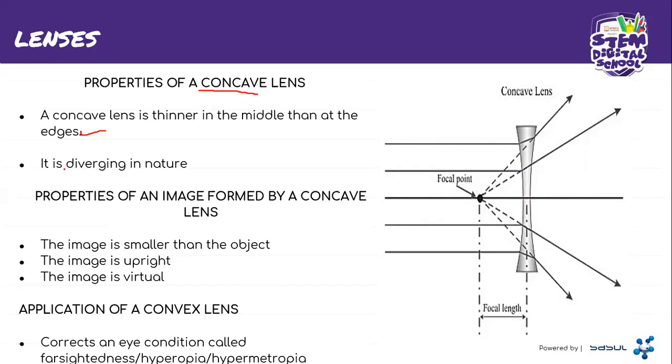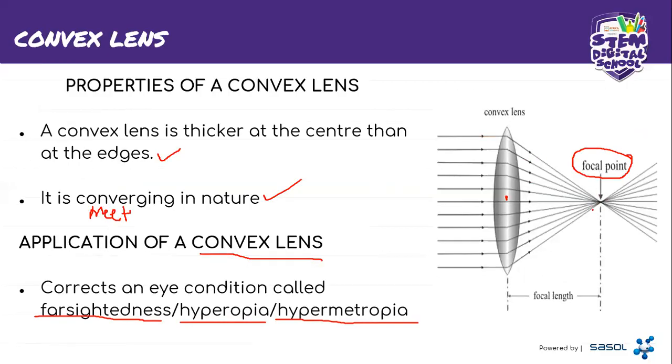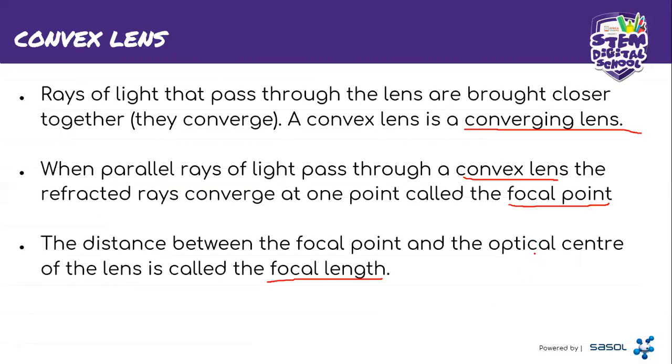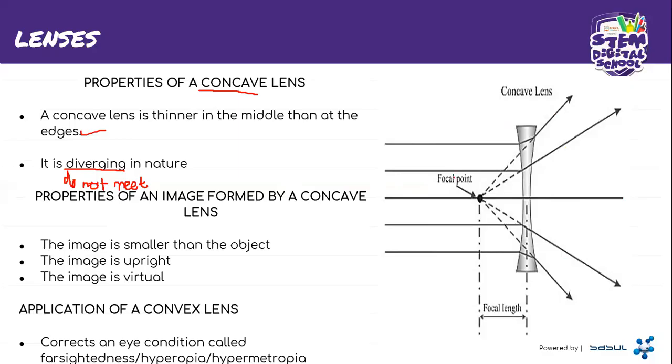It is diverging in nature. So the light rays do not meet altogether. They diverge. They move in different directions. And we can see that there are the light rays, they are diverging altogether. They do not meet at the focal point, unlike these ones. These ones are converging, they are meeting at the focal point. In a concave lens, they are diverging, they do not meet at the focal point. Remember, what you are seeing there is not the light rays, it is just an extension. So the light rays do not meet at the focal point. So it diverges, it doesn't converge, it is diverging in nature.